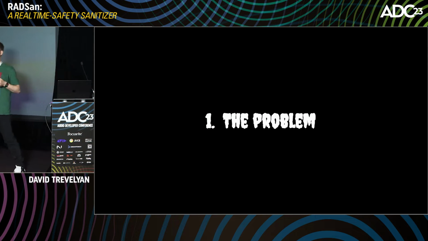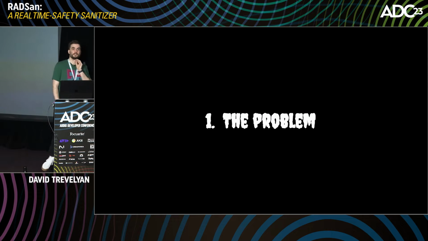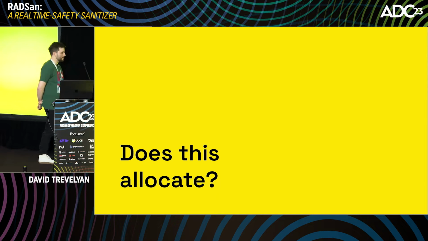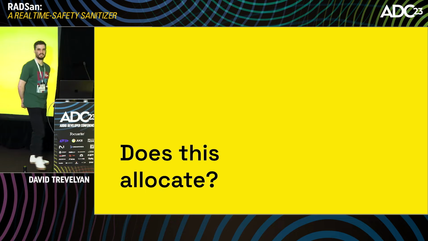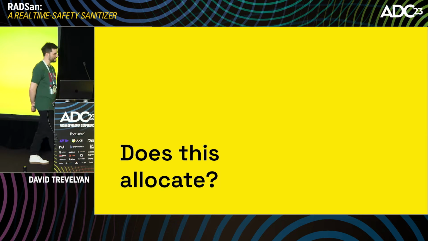So even if you're a really experienced real-time software engineer, chances are you've probably, within the last few months, asked yourself a question like, does this allocate? Like, I'm pretty sure it doesn't, but are we sure? I don't know.